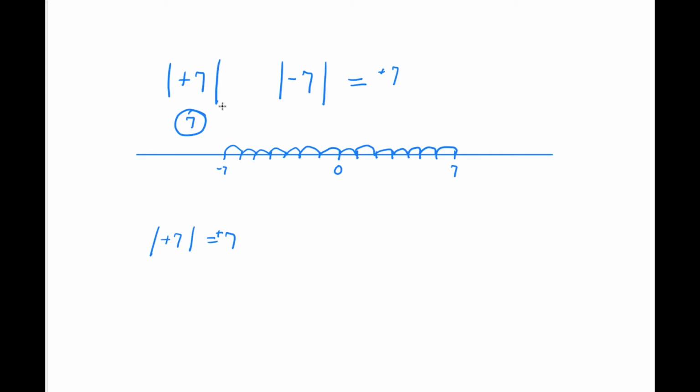If you have a positive number, it just stays the positive number. That's all it is. It's very straightforward. It's just the length on the number line from 0 to that number. It doesn't matter whether it's positive or negative. Length is never negative.